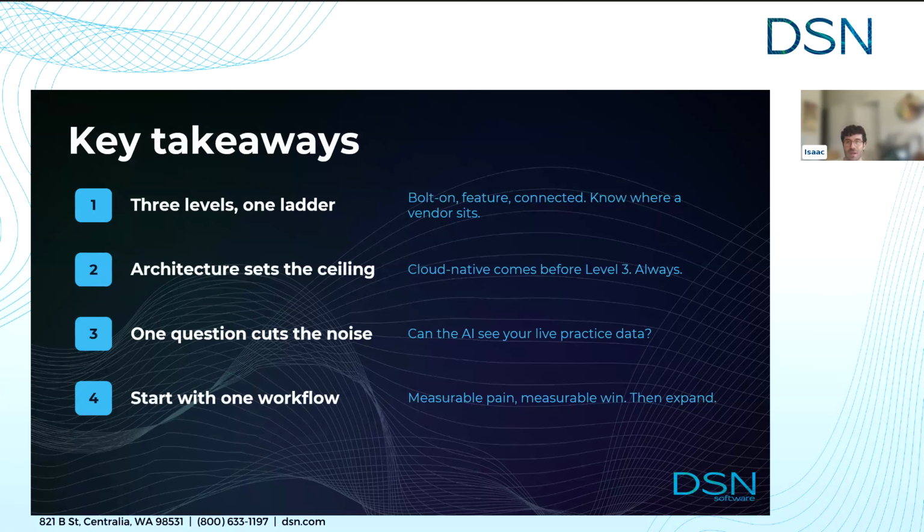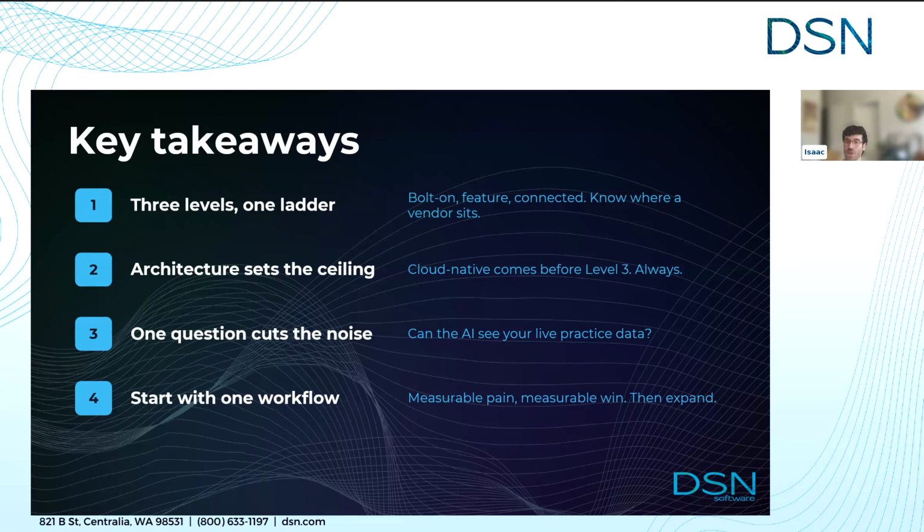All right, now let's land the plane with 4 key takeaways. 1, the 3 levels: bolt-on, feature, connected. Every vendor in this market sits somewhere on it, and now you know how to place them. 2, architecture sets the ceiling. If the AI can't reach the data, then the AI can't help you. Cloud comes before level 3, always. 3, one question cuts through all the noise. Can the AI see your live practice data?